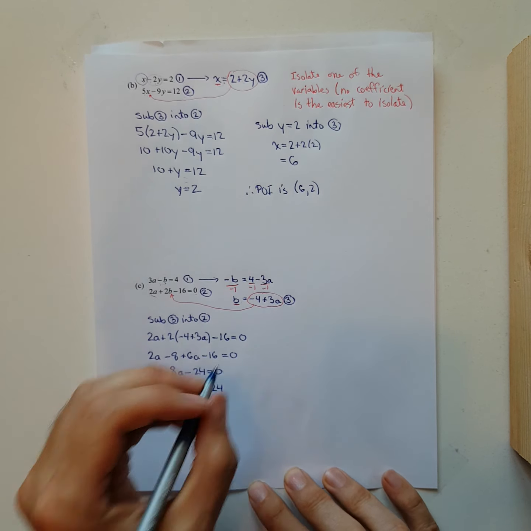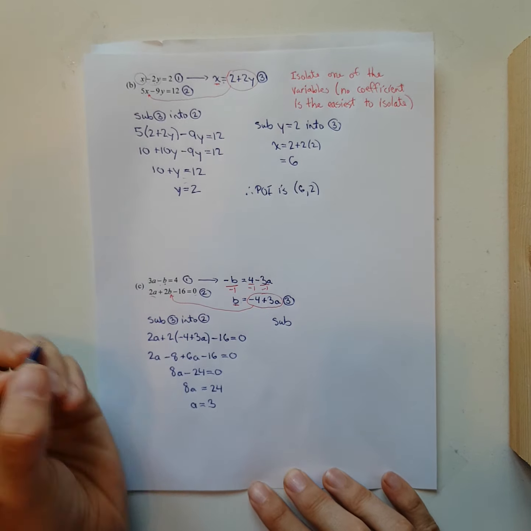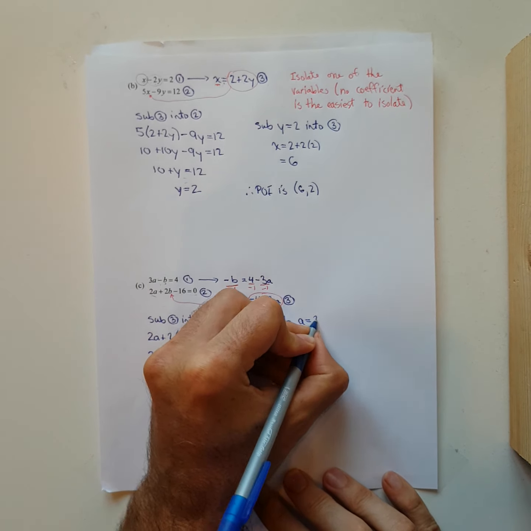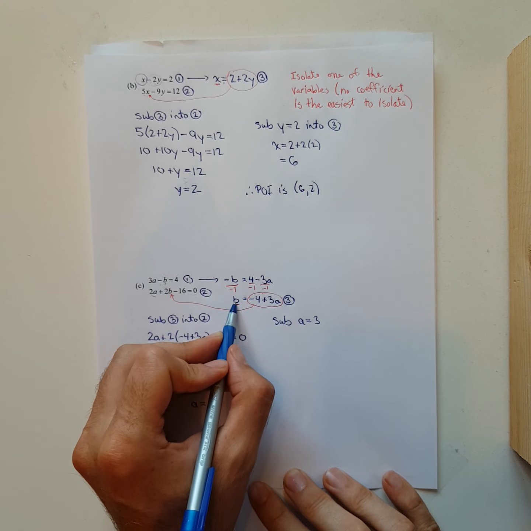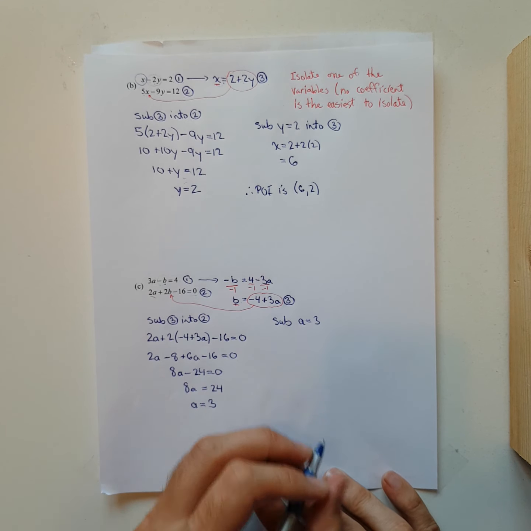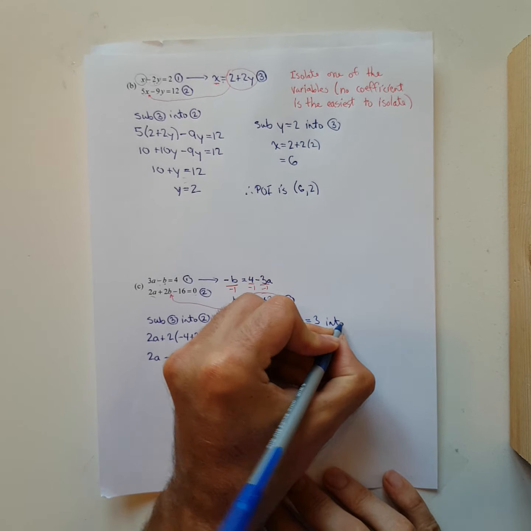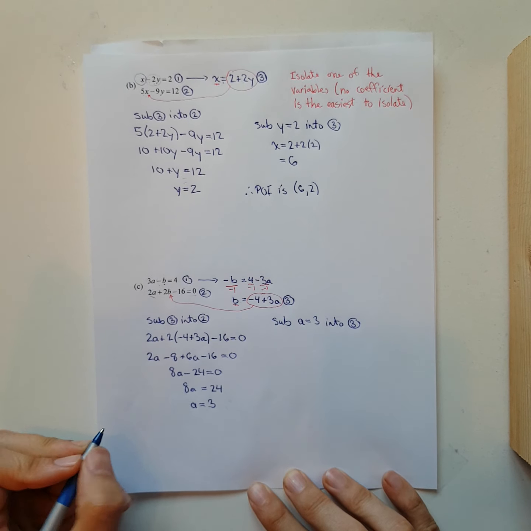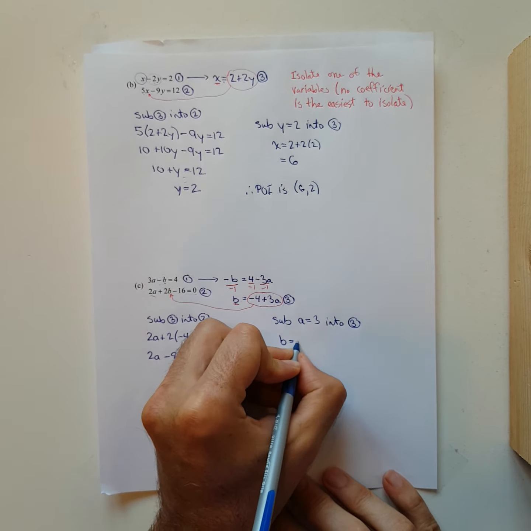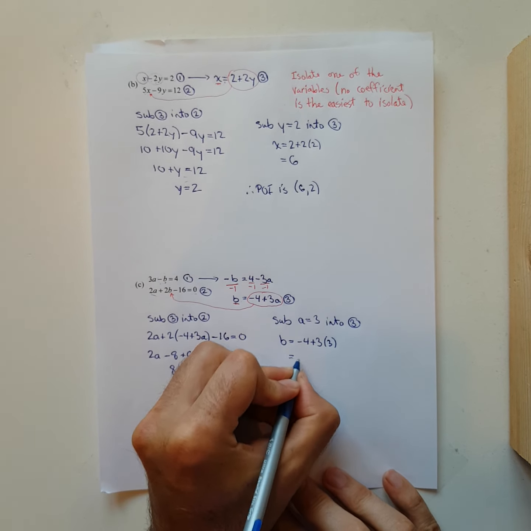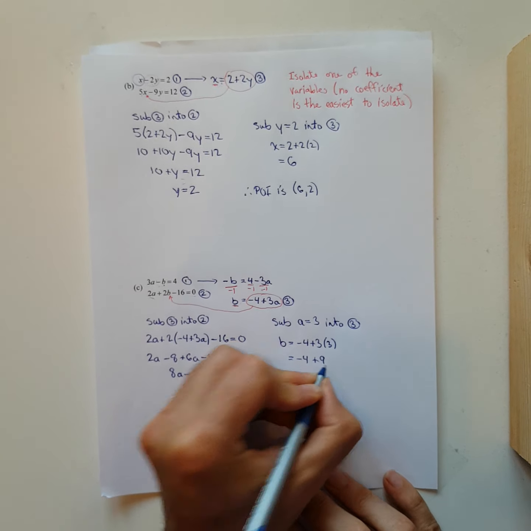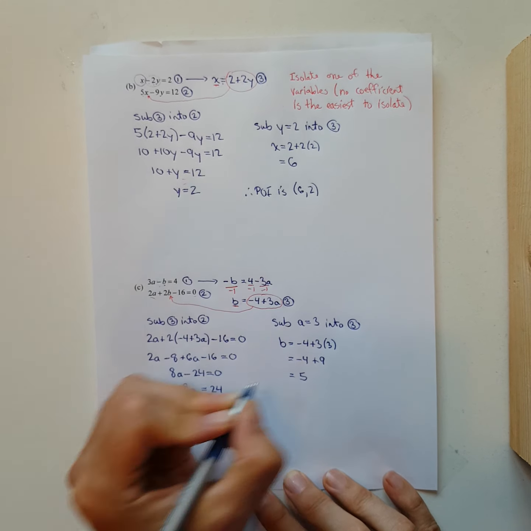Once I have half of my answer, I do my second substitution. I'm now going to take that answer. So I'm going to say, let's take a is 3, and I'm going to sub it in where the other variable is isolated. So sub a equals 3 into equation 3. That will give me b is -4 plus 3 times 3. -4 plus 9 is 5.